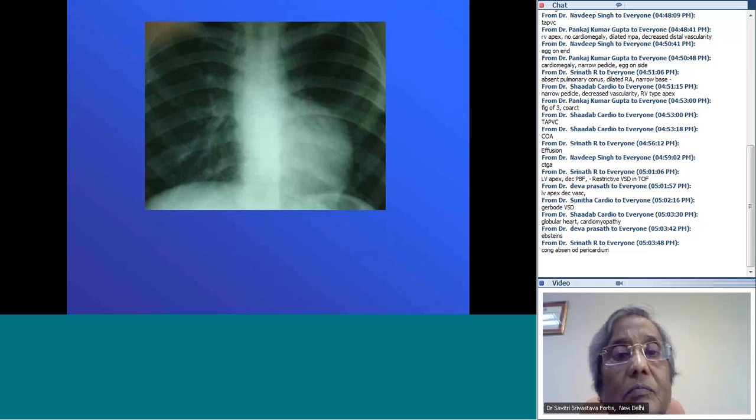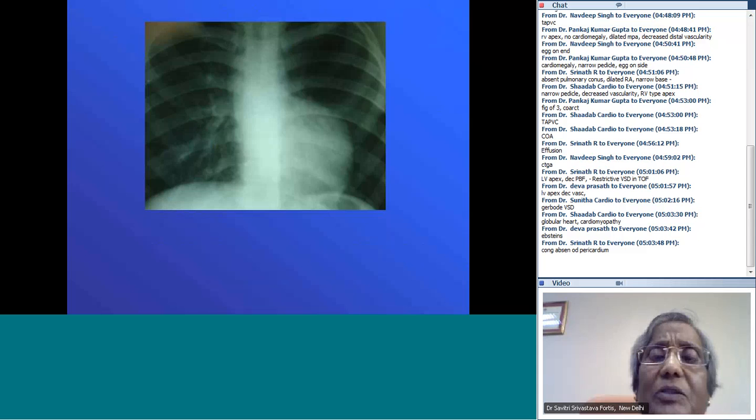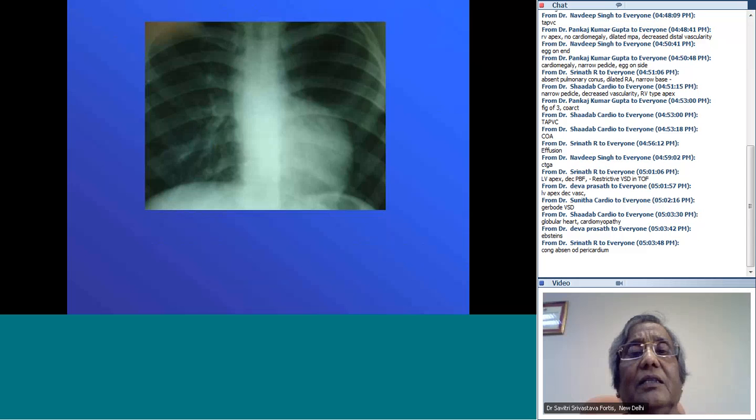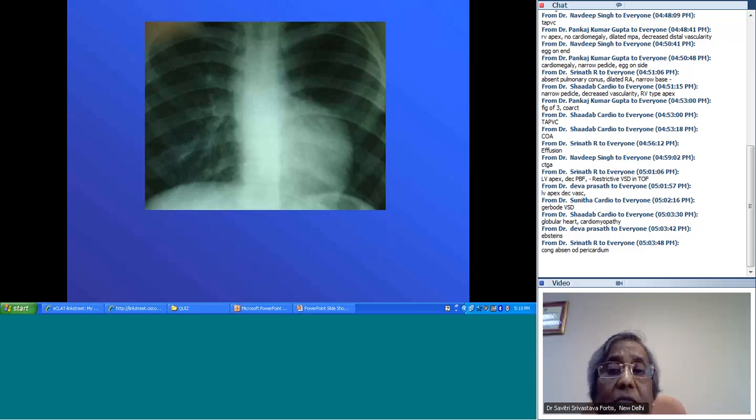This is a very typical X-ray. You can give almost a correct diagnosis on just the X-ray. What did it show? Show it again, the answers. The answers are disappearing very fast before I can read. Let them remain for some time so that I can know what they're saying. These are the answers now. Absent pericardium in this one.